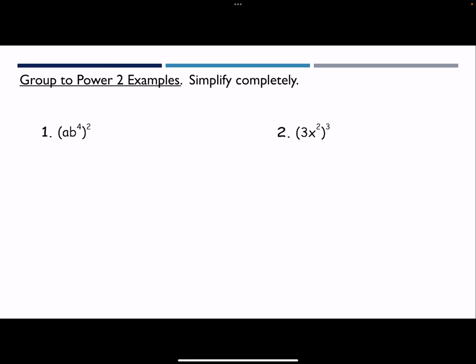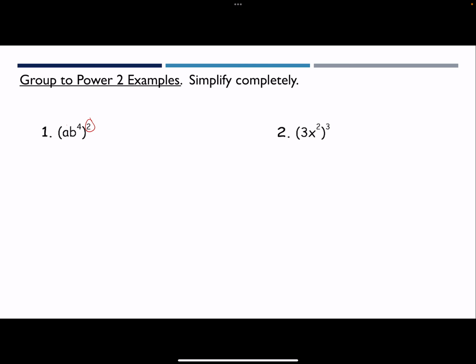Let me show you some more examples, and then you'll do some more problems. So notice here in these parentheses, I have two variables, or I have a coefficient and another variable, all raised to a power. I have to make sure that this power, this 2, gets distributed to everything in the parentheses.